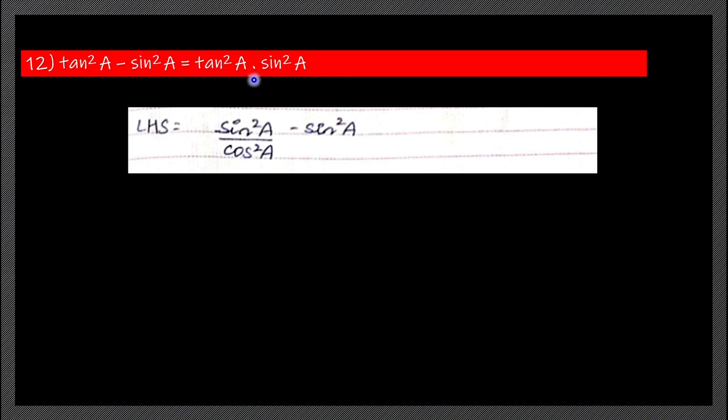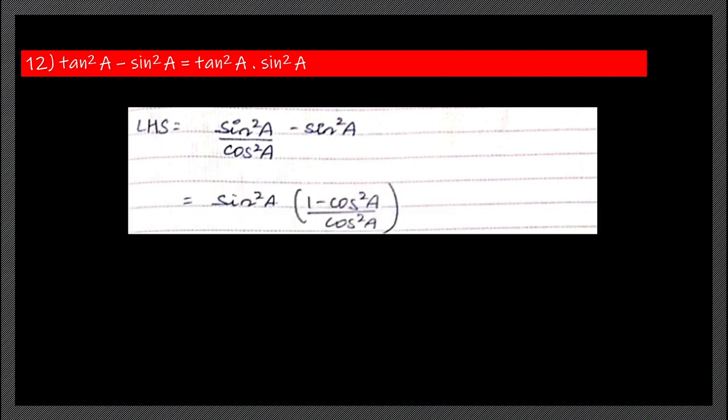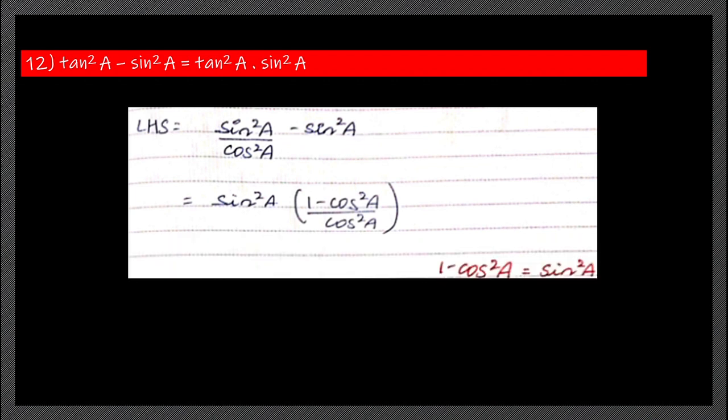Tan square A minus sin square A equals tan square A into sin square A. Similarly, convert all the tan ratios in terms of sin and cos. Upon converting, we get it like this. Then here sin square A is common, or you take the LCM and then take the common. Sin square A minus sin square A cos square A. So 1 minus cos square A, sin square A is taken common over here.